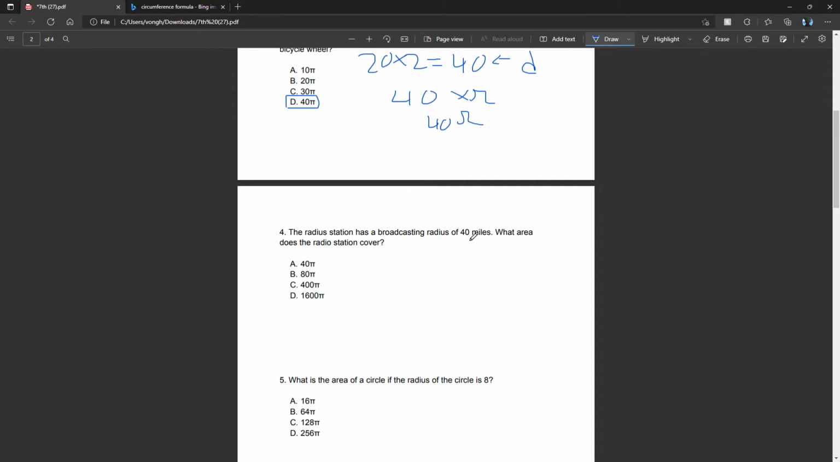A radio station has a broadcasting radius of 40 miles. What area does the radio station cover? So it has a radius of 40 miles, and we're asked what area this radio station covers. So that means we're trying to find the area. So we would do pi times 40 squared, and 40 squared is 1,600, so 1,600 times pi. That would be D.